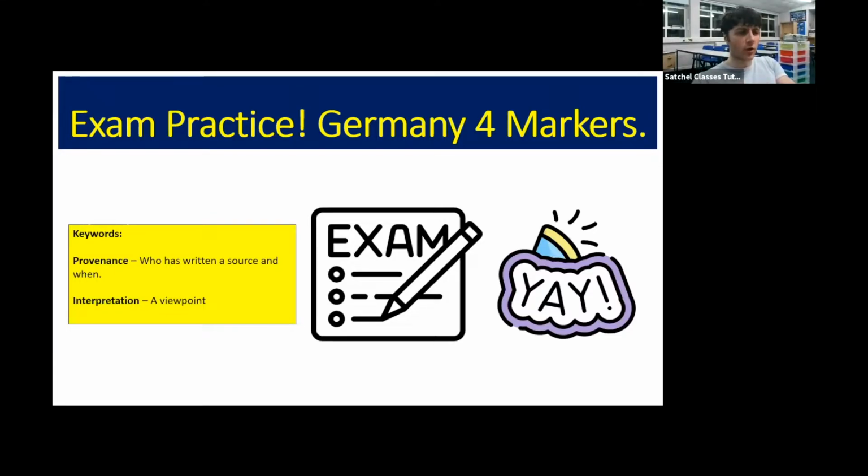Now, you could use the word opinion, or you could just use the words who wrote it. But if you say provenance and interpretation, that is the kind of formal language that examiners like and that will get you a higher grade. So it's much better to use those if you can.